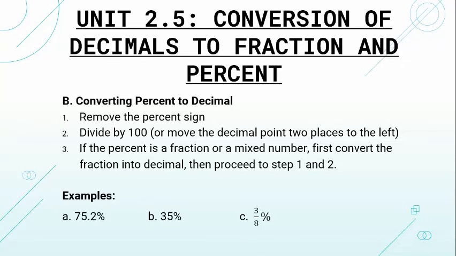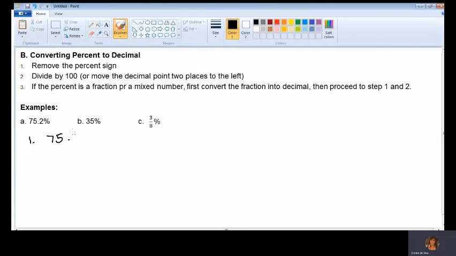Let's have an example. We have 75.2. So I already removed the percent sign. Then divide by 100 or move the decimal point two places to your left. So two places, 1 and 2. So the decimal point will go here. So the answer would be 0.752.